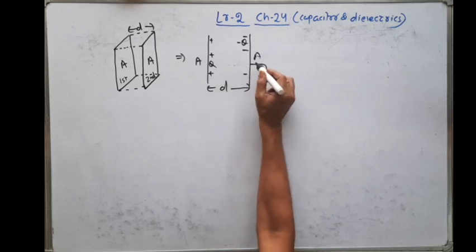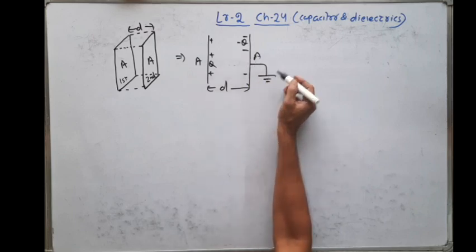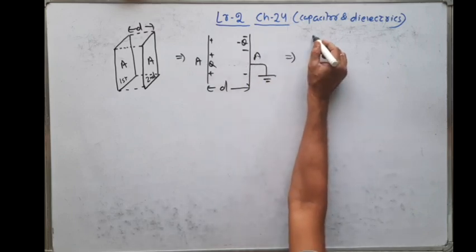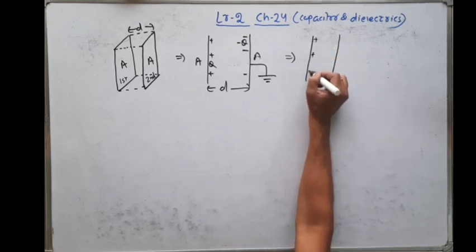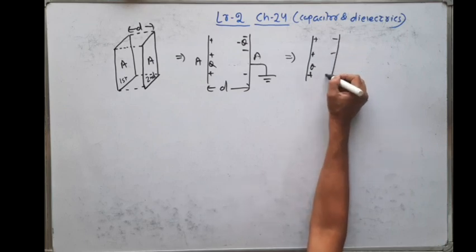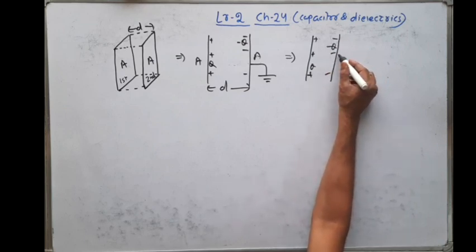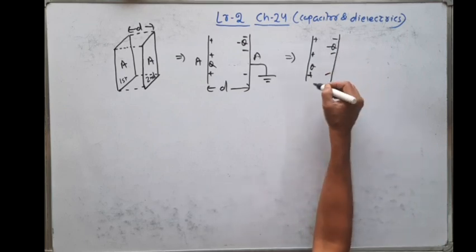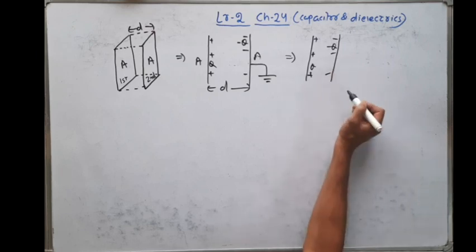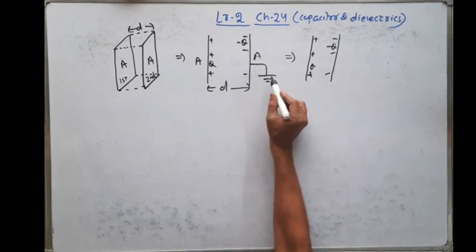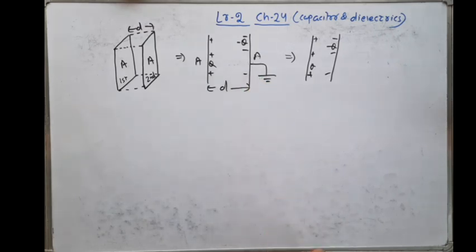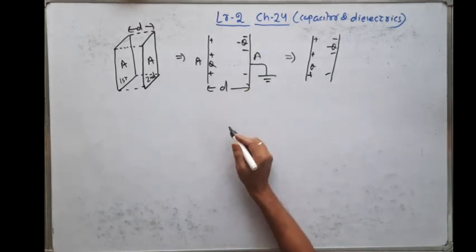The second plate is always connected to earth. Remember, this is a parallel plate capacitor, this is plus Q and this is minus Q. If there is no earth connection shown, you have to assume it is already connected to the earth. This is the advantage of connecting the second plate to the earth: to increase the capacitance. Now see what is the advantage of this.